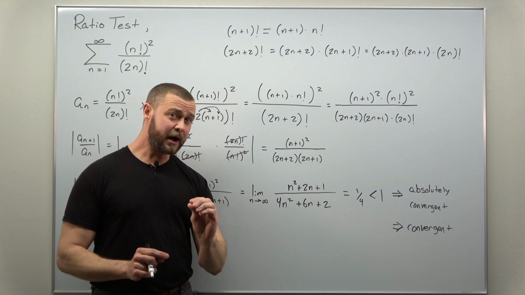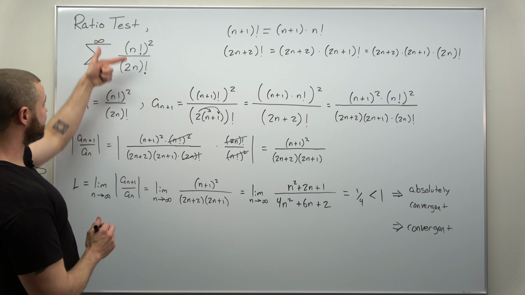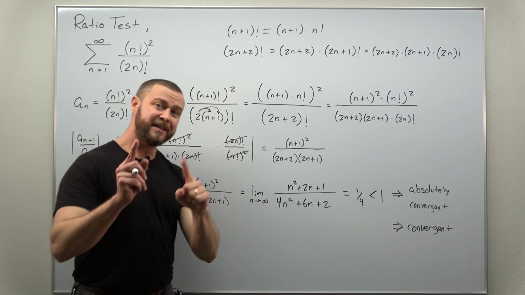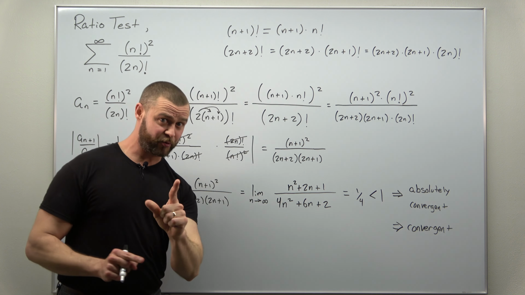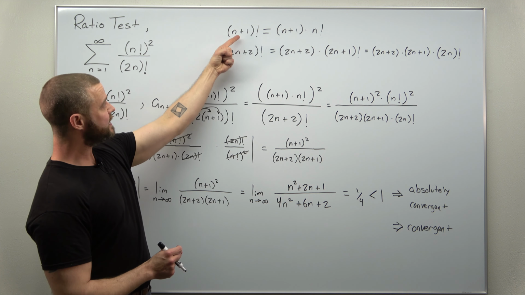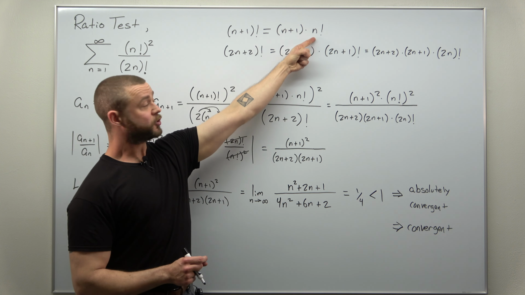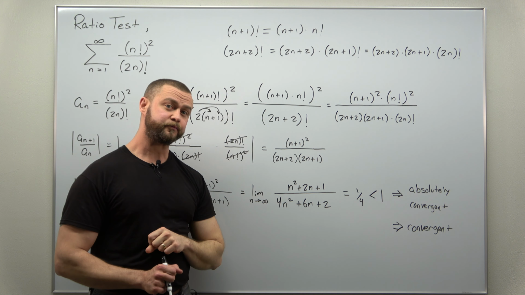This is a great problem. Looks very complicated, involving factorials, but the key here was understanding how we apply the iterative property of factorials, taking the integer and then multiplying by the previous factorial.